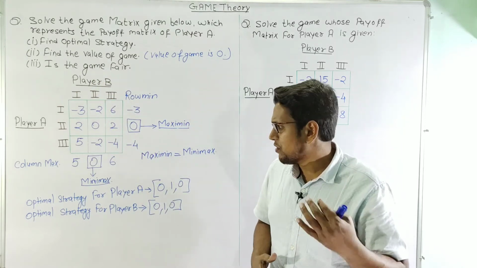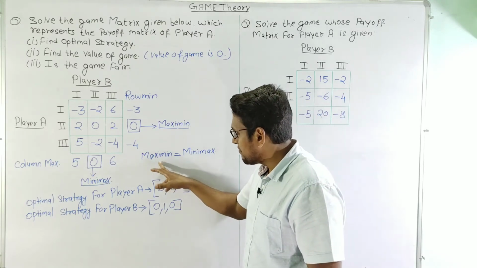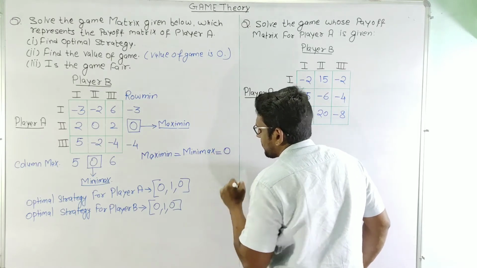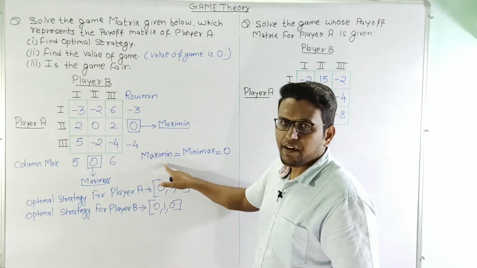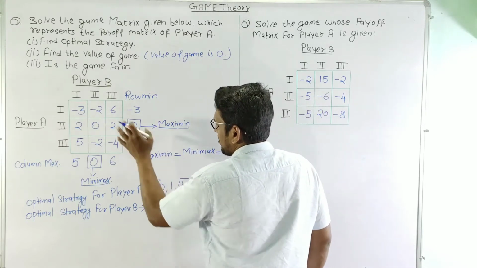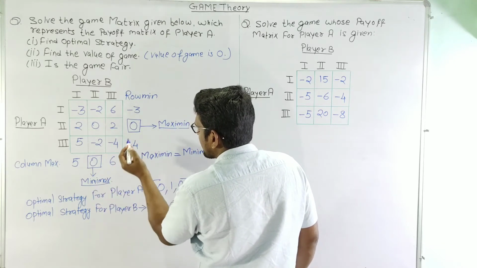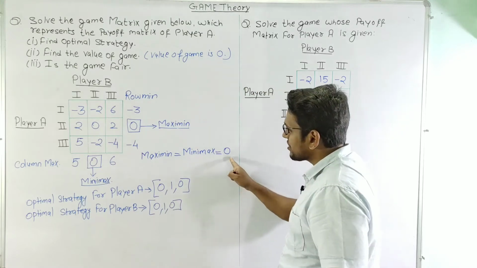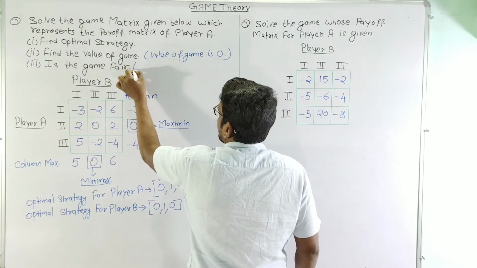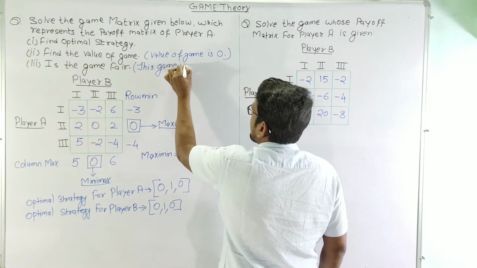And now moving on to the third part, it asks: is the game fair? In the introductory lecture also we have seen that the condition for a game to be fair is when the maximin value is equal to the minimax value, which is equal to 0. If this particular condition is satisfied, then only we can say that a game is fair. From this particular game, we can see that the maximin value is equal to the minimax value, which is equal to 0. So this condition is satisfied, and from this we can say that this game is fair.